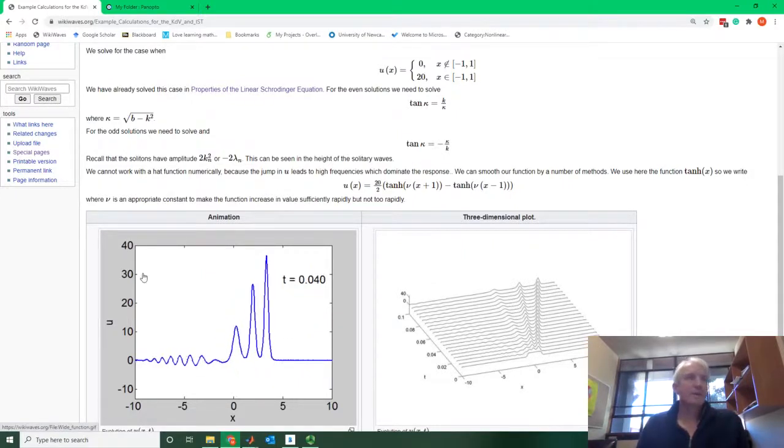So your job in the assignment is to try and do some calculations, numerically solve it, and solve the linear Schrodinger equation, find the eigenfunctions and compare them all.